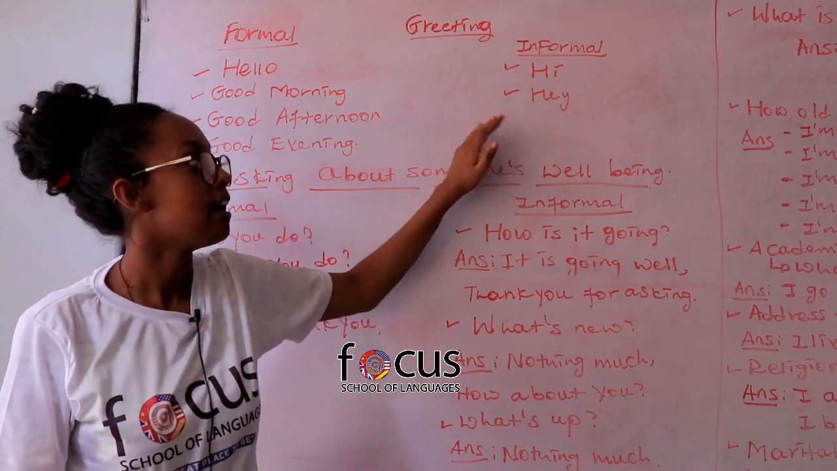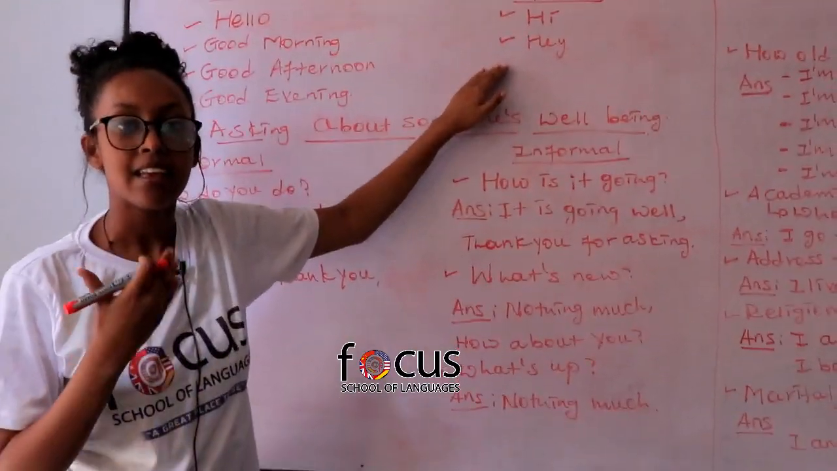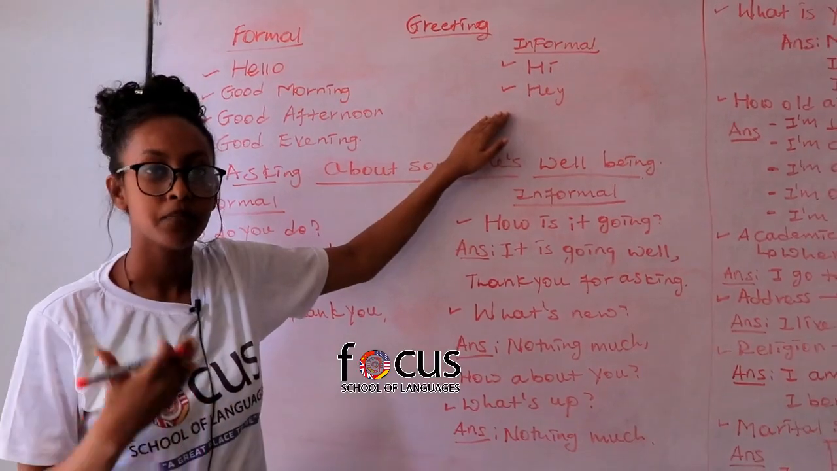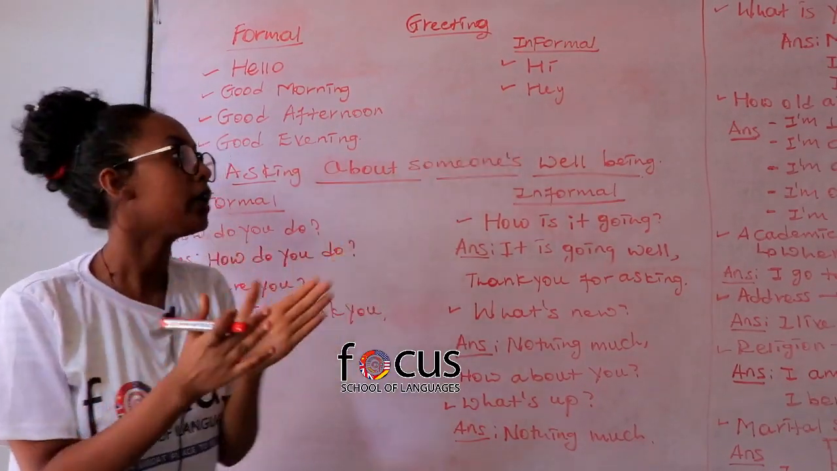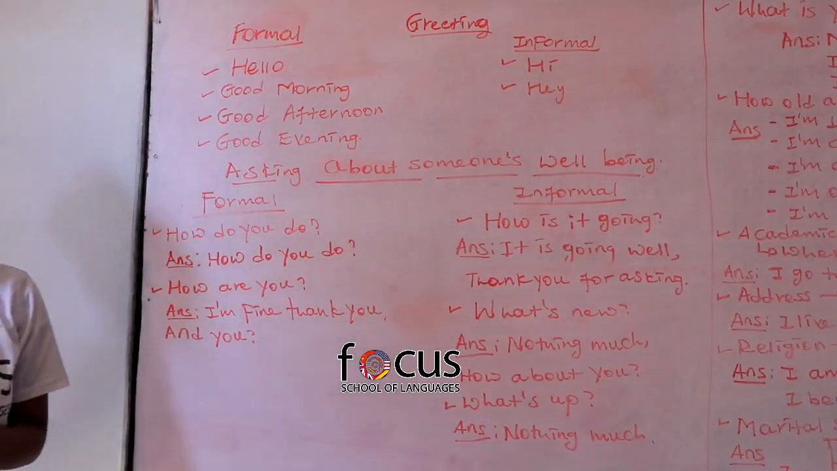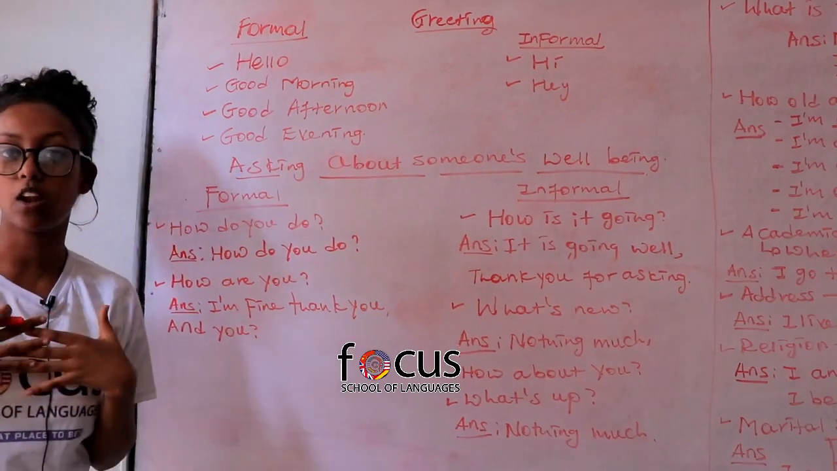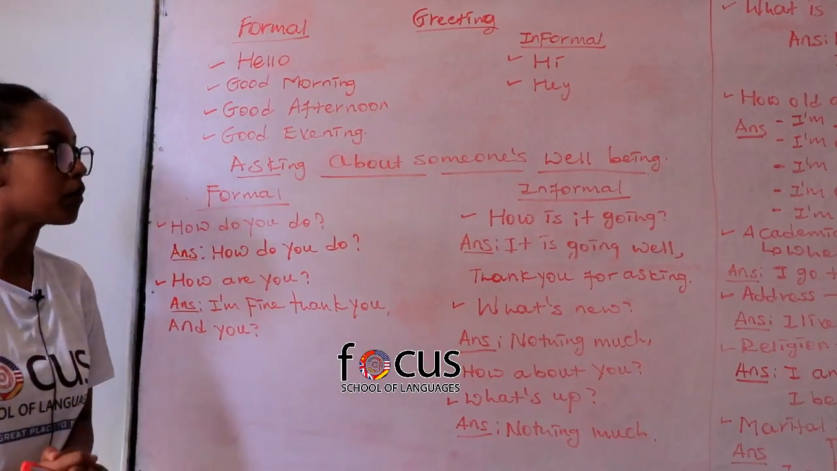Okay, so first one is we can say hi. We can say hey. Hey, say with me. Hey. Okay, so we can say hi or hey to those people who are close to us. We can say hi or hey.